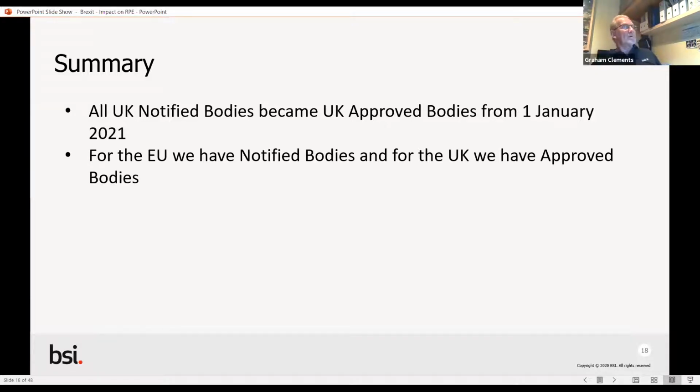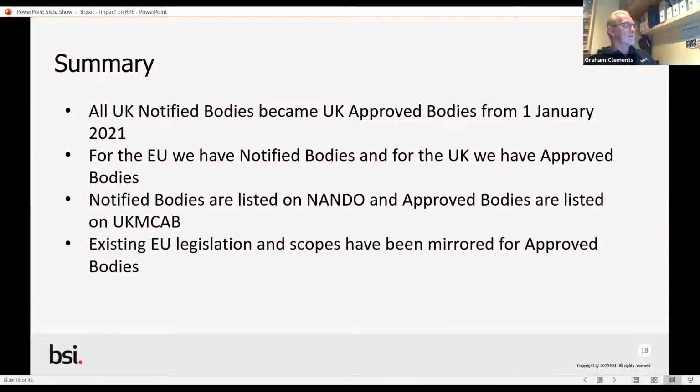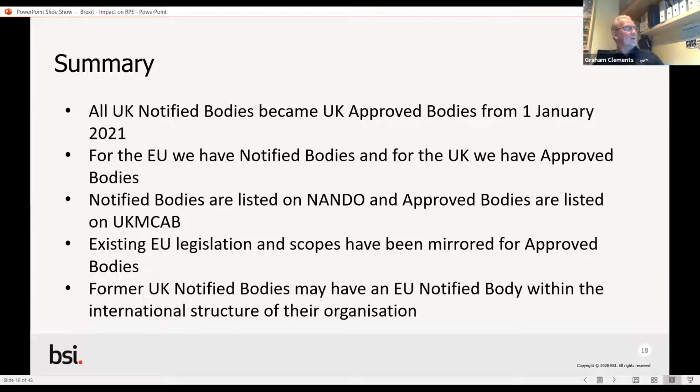So for the EU, we have notified bodies, and for the UK, we have approved bodies, just a change in name, but effectively the same type of organisation. Notified bodies are listed on NANDO, and approved bodies are listed on the UK MCAB. Existing UK legislation and scopes have been mirrored for approved bodies, so we're still working to the same rules. And former UK notified bodies may have an EU notified body.